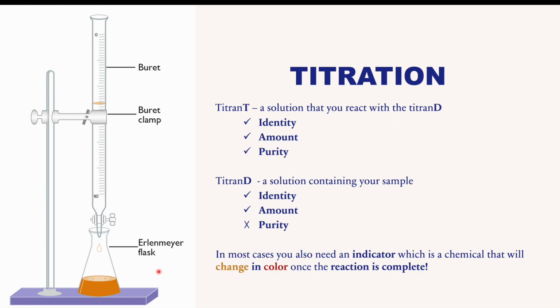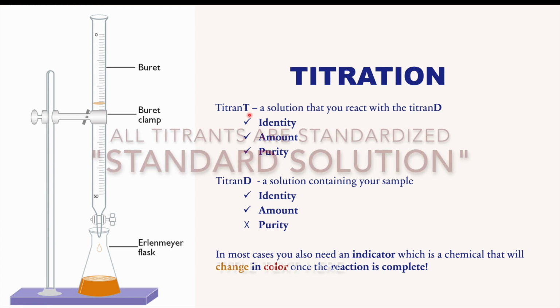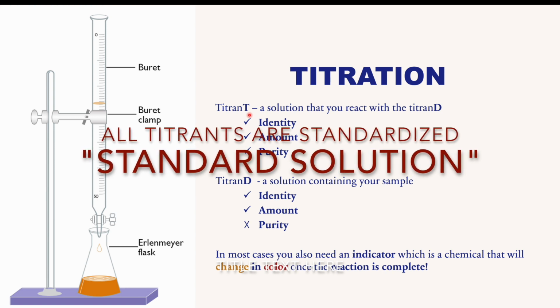Now, just for you to be more aware of how different they are, your titrant on top is the one that you need to react with your sample. You know its identity. You know exactly what chemical you're putting inside. You know the amount that you put and the purity of your titrant, or maybe you can call it your concentration. Basically, your titrant is a standardized substance. You know its concentration, you know its strength, you know its purity.